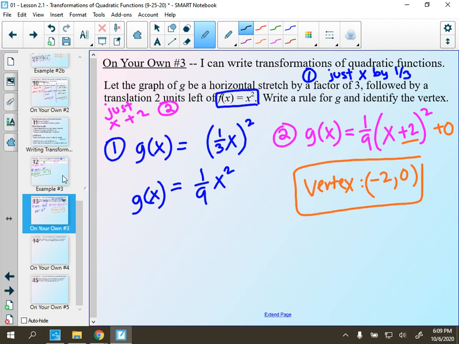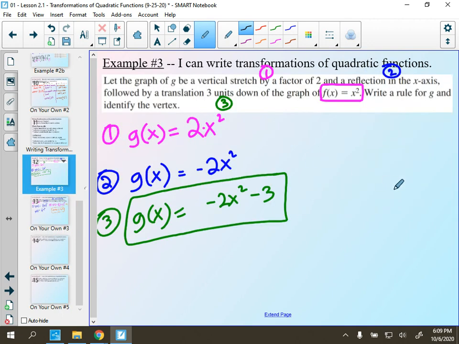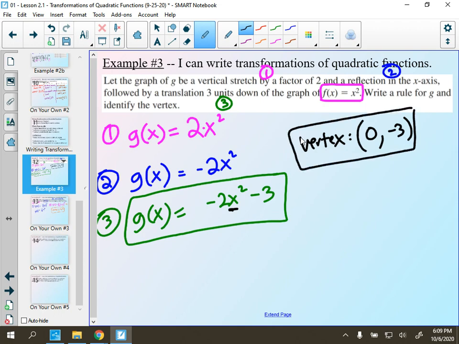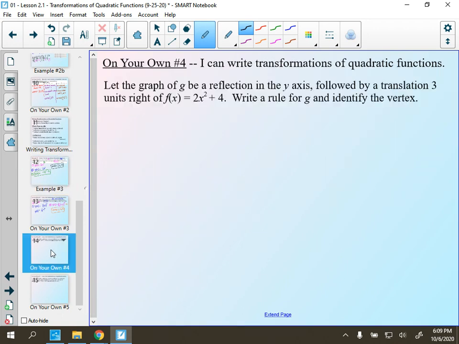So let's go back. Let's fix this and say, all right, last thing I got to do, what is my vertex here of this one? Vertex would be the point. What's being added directly to the x? Nothing. But then we are taking away 3 from the whole function, so that's going to take us down 3. All right, I'm glad I caught that. All right, 2 more to go. Let's finish up so the video's not terribly, unbearably long.